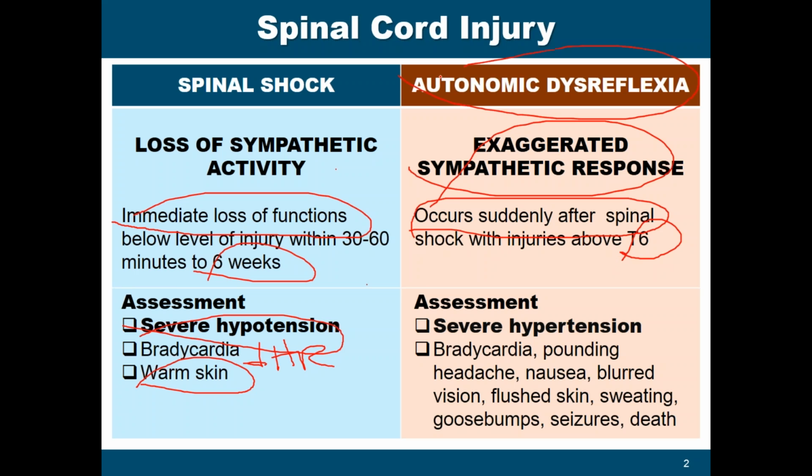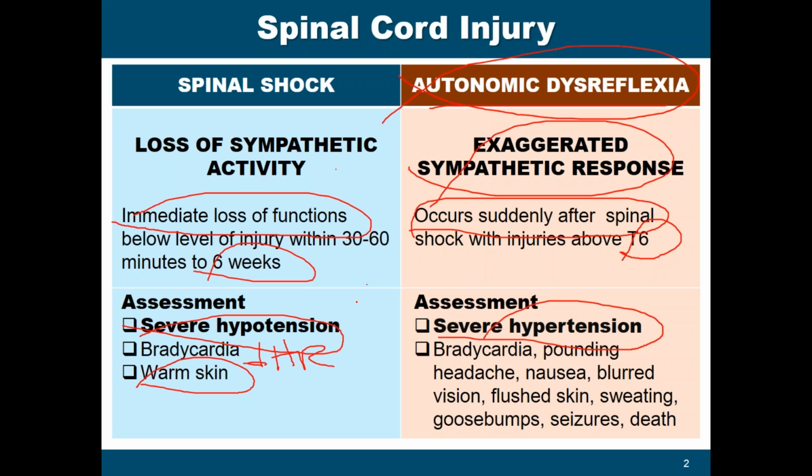And that's one thing that you have to be aware of in the NCLEX, that when a patient in the question has an injury which is above T6, then the first thing that should come into your mind is the possibility of autonomic dysreflexia, because the situation in the question might be focusing on this problem. So autonomic dysreflexia is a little bit different from spinal shock, because what really happens here will be severe hypertension.